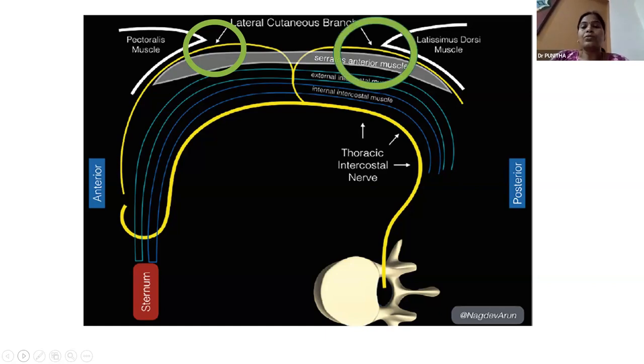Okay, so when we give it below the latissimus dorsi and above the serratus anterior, again we are blocking the lateral cutaneous nerve, the posterior branch. Next slide. So the anterior cutaneous nerve is blocked when we give a parasternal block. Next slide.